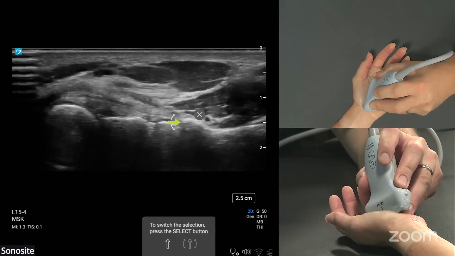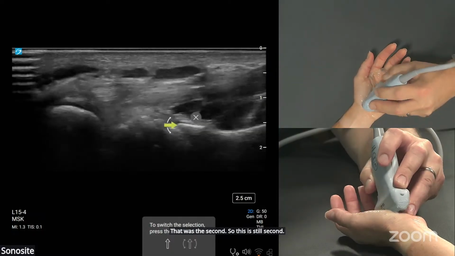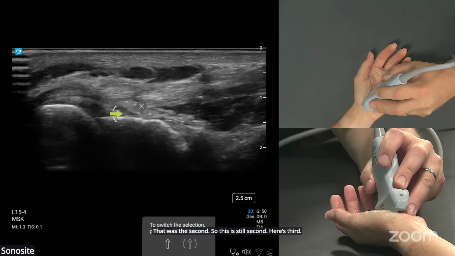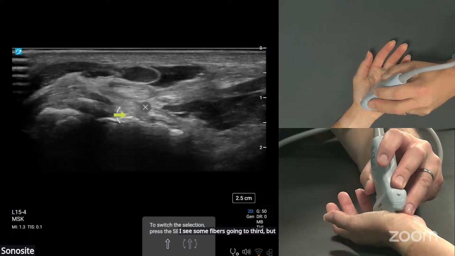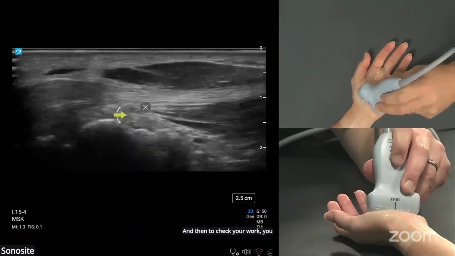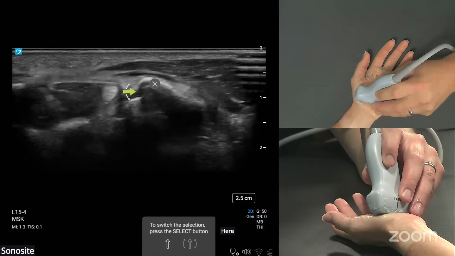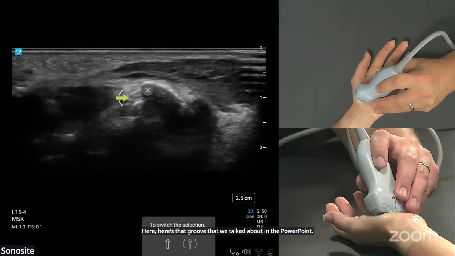That was the second. So this is still second. Here's third. I see some fibers going to third, but not much. That's probably just a ligament. And then to check your work, you could always go short axis. So here we are, short axis, trapezium tubercle here. Here's that groove that we talked about in the PowerPoint. And there's that FCR tendon right here.